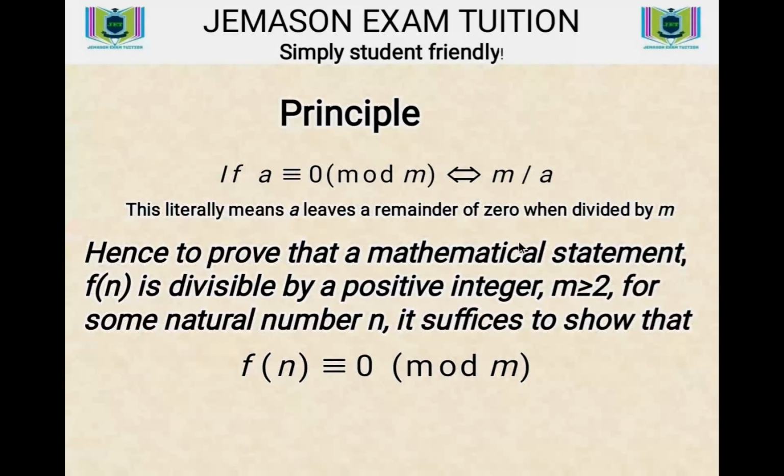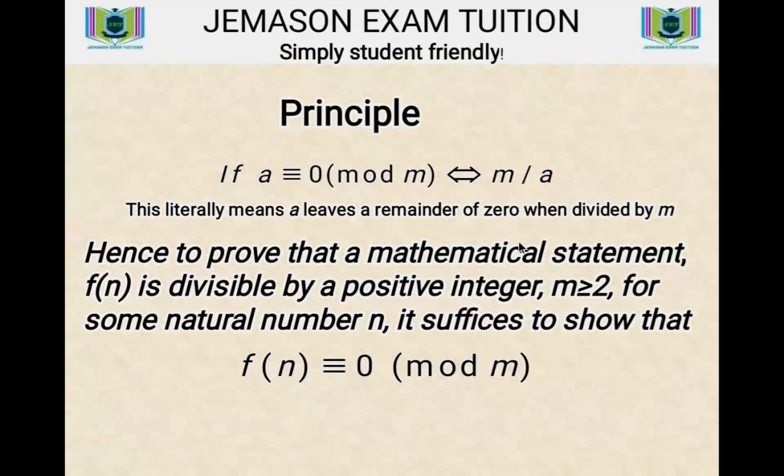So in order to do the proof, it is important to first look at the principle behind the proof of divisibility using modular congruence. If there is an integer a and it is congruent to 0 in modulo m, this can only be possible if and only if m divides a. M divides a simply implies that m is a factor of a, or that a is a multiple of m, or that a is divisible by m.